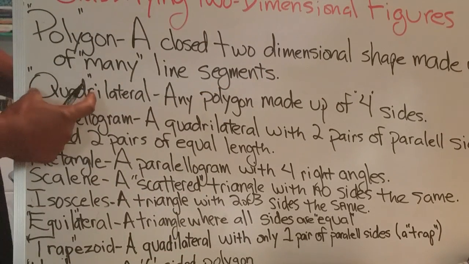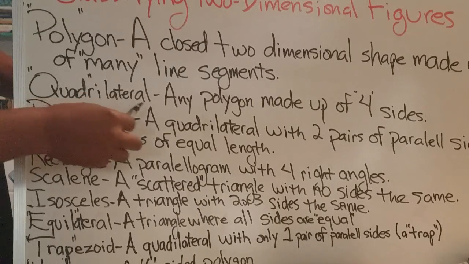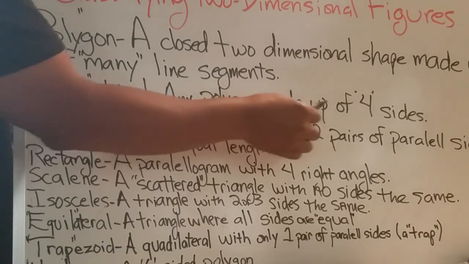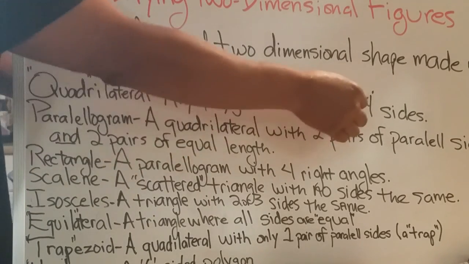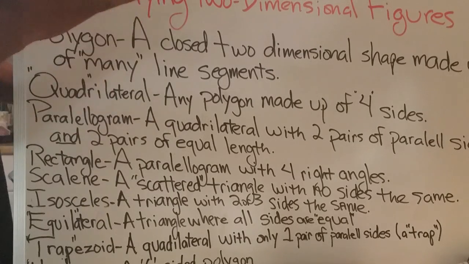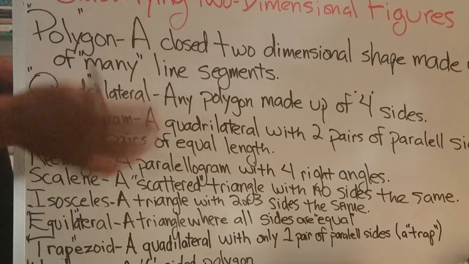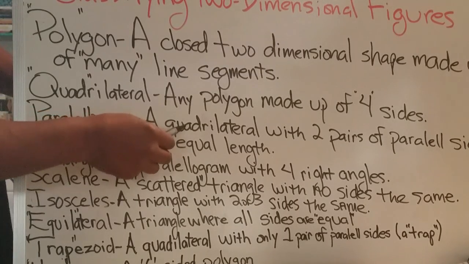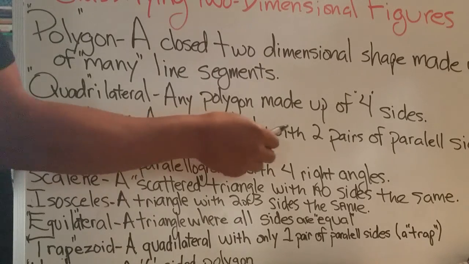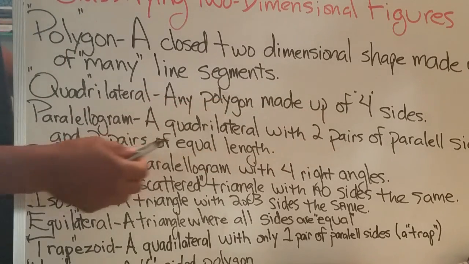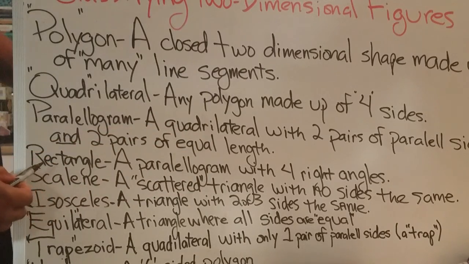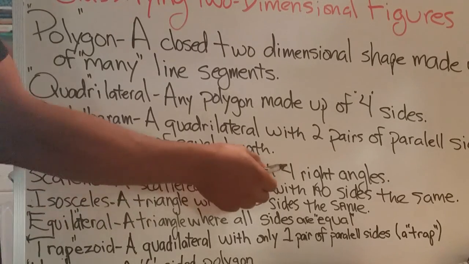Quadrilateral. Quad means four. So a quadrilateral is any polygon made up of four sides. That's in parentheses too. As long as it has four sides, it's a quadrilateral. Next is a parallelogram. It's a quadrilateral, something with four sides, but it has two pairs of parallel sides and two pairs of equal length. Rectangle, we've got that as a parallelogram with four right angles.